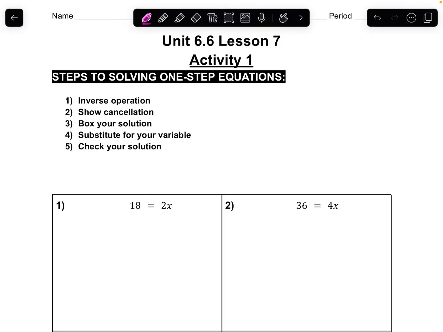Today we are talking about solving one-step equations. When we do, we must use the inverse operation, show cancellations, box our solution, substitute for a variable, and prove that it works with a check. I'm going to show you how this works with a different equation than what I have here, just so we have a good intro one.